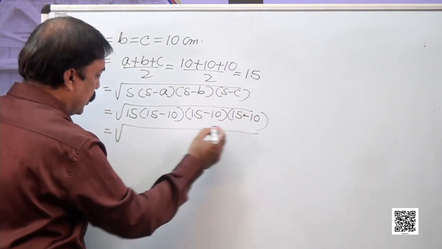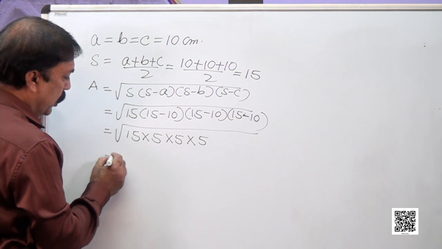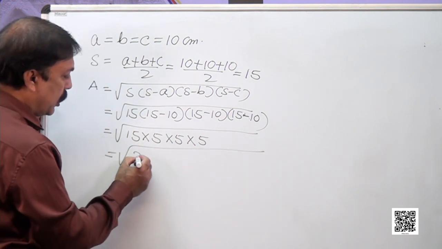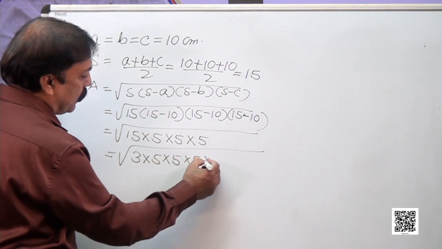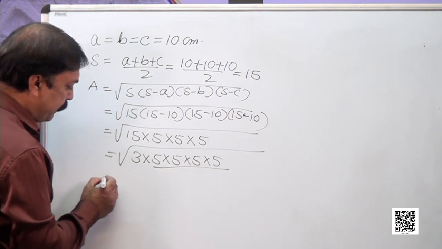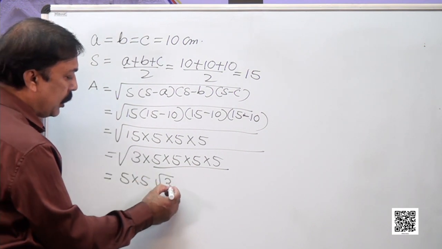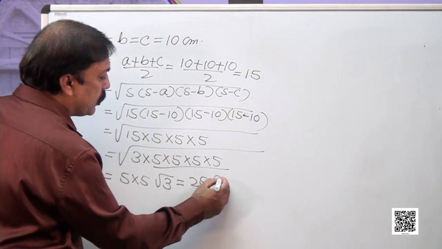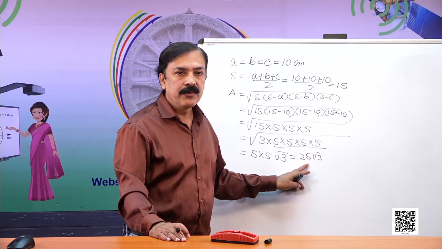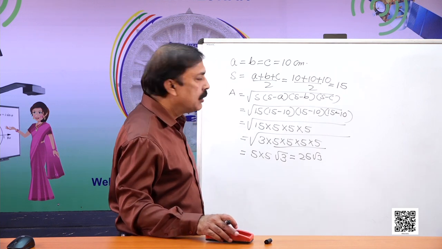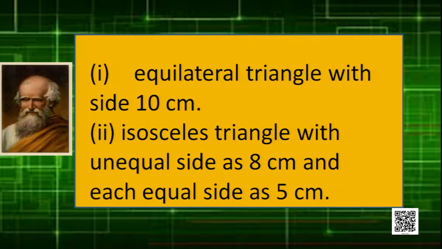That gives 15 into 5 into 5 into 5. You see 15 is same as 5 into 3, so we can write 5 into 3 into 5 into 5 into 5. In place of four 5s, we can take 5 into 5 and one 3 remains, so we can write root 3, that is 25 root 3. Earlier, we have also found that the area is 25 root 3.